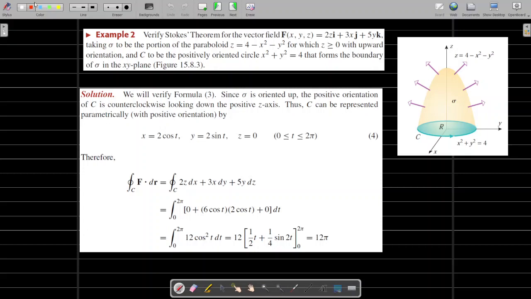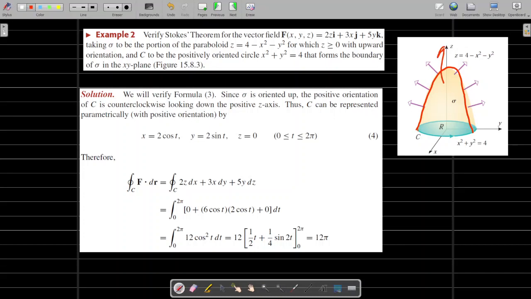So the figure is drawn here. Your surface is actually a paraboloid like this. You can see this is the paraboloid. It is going on like this, but for z greater than 0. That's why we are not considering the negative part of z. And then you have upward orientation.